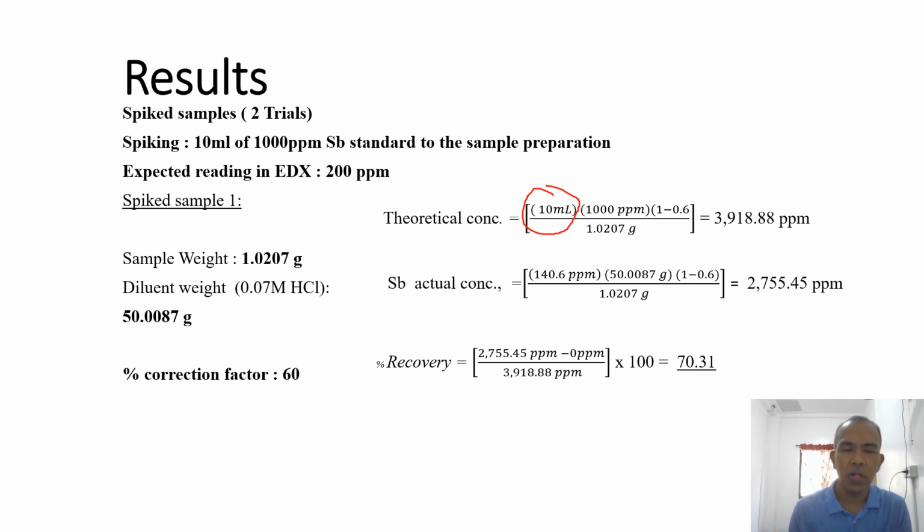For the actual antimony concentration, 140.6 ppm using this weight again, the dilution factor 1.06, and then divided by the weight of sample. So here the actual antimony is 2,775.45. So getting the recovery, actual over theoretical, I got 70% of the recovery.